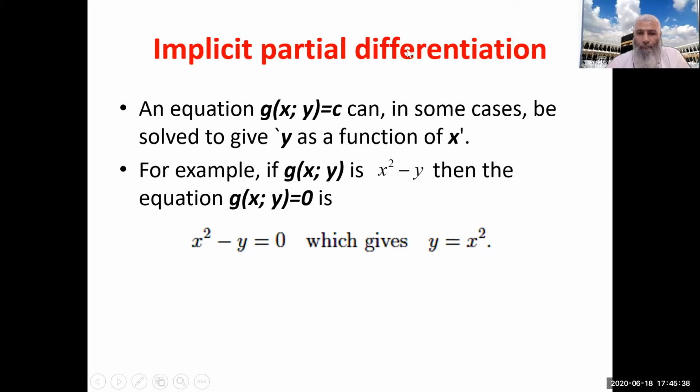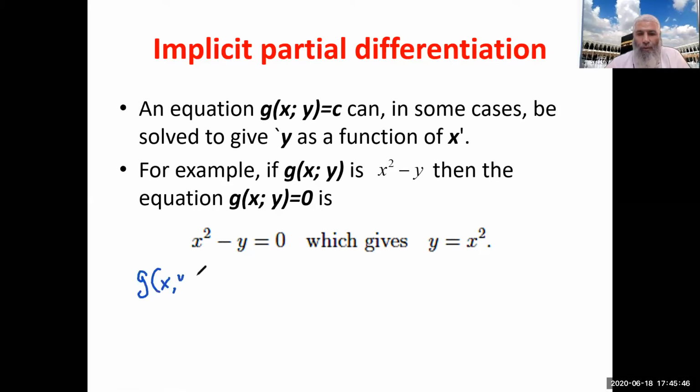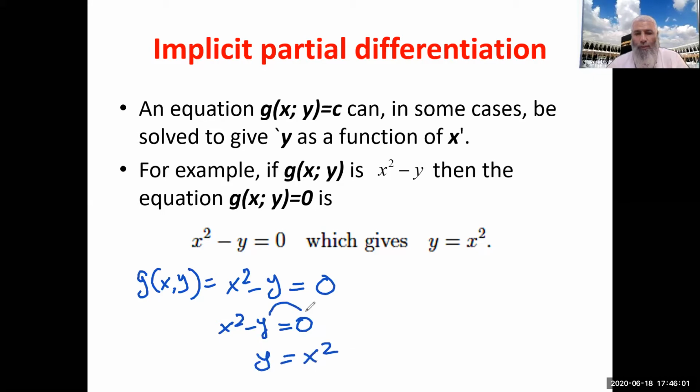Okay. Yani, he is saying that if we have g of x, y equals x squared minus y, and if we equate this to 0, so x squared minus y equal to 0, so y equals x squared, if we take this to the other side. Yes. Right.